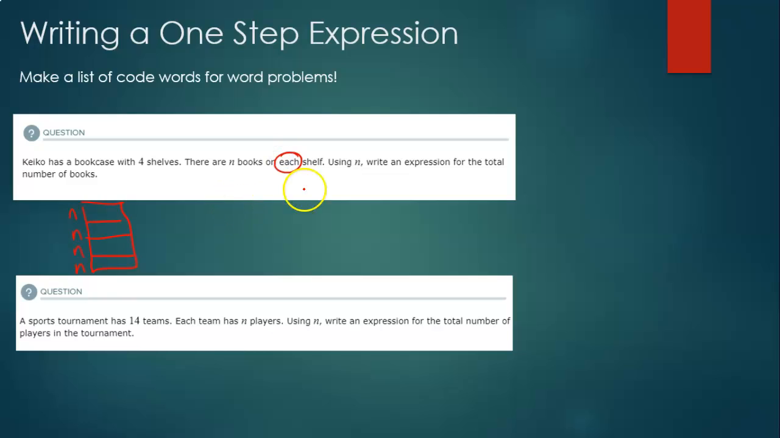Well, I see each. Each is usually going to mean that we're multiplying, and it does in this case. So Kiko has a bookcase with 4 shelves. There are N books on each shelf, so we can write this as 4 times N, or we can just write it as 4N. If we knew what the total number of books was, that total would be telling us to make it equal to something, but we don't, so we just stop with the expression. You pause the video and try this one on your own.